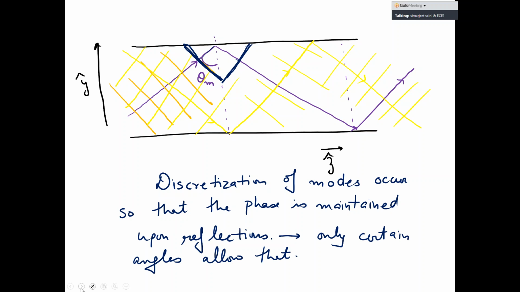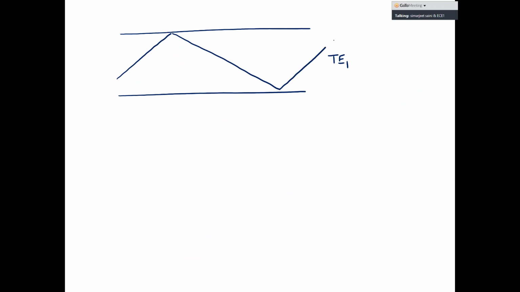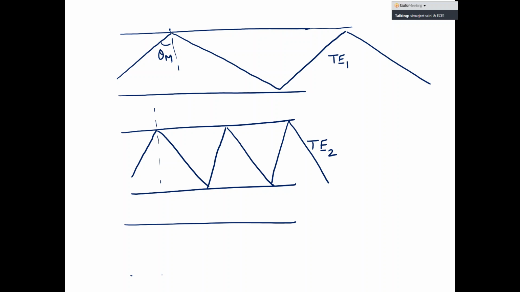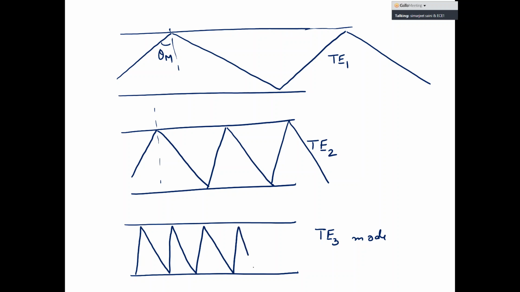And what happens is, if I have the various modes, for example, for TE1 mode, you're going to see a reflection which is going to be at a larger angle over here. When I go to TE2 mode, this angle is going to become smaller for the same frequency. When I go to TE3 mode, this angle is going to become even more acute. And I'm going to see a lot more of these bounces which are going to happen within the waveguide.